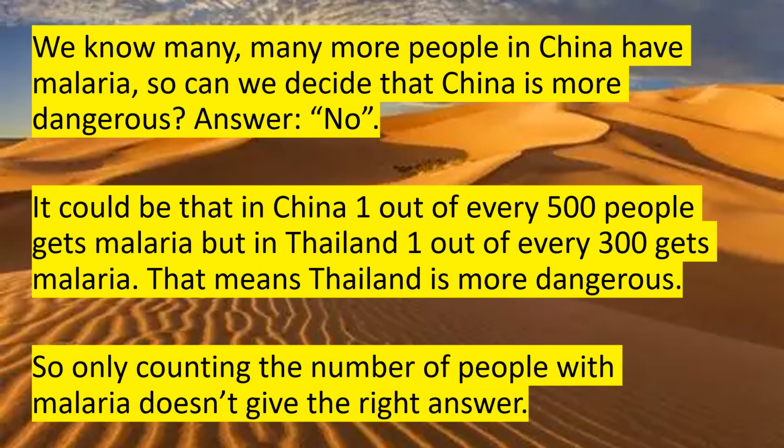We know that many, many more people in China have malaria. So can we decide that China is more dangerous? And the answer is no. It could be that in China, 1 out of every 500 people gets malaria, but in Thailand, 1 out of every 300 gets malaria. And that means Thailand is more dangerous. So only counting the number of people with malaria doesn't give the right answer.